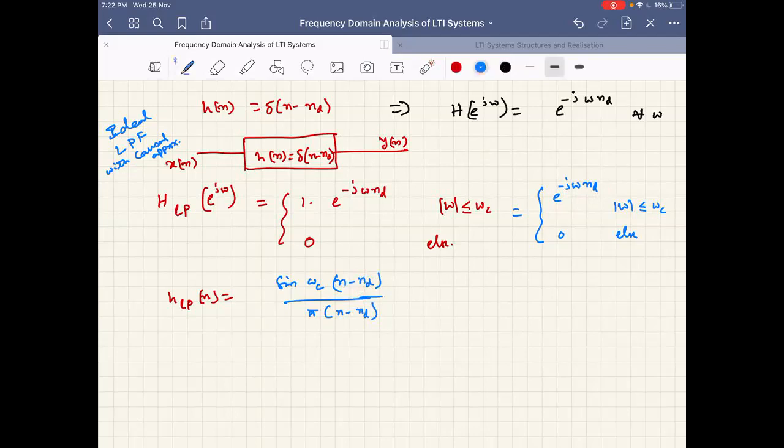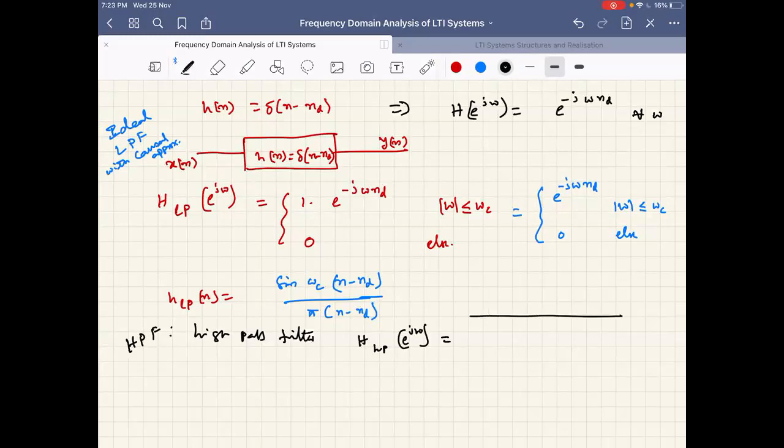Now let us define the high pass filter. What is a high pass filter? The filter that passes the high frequencies is referred to as a high pass filter. If you wish to define it in frequency domain, how do we define it? H high pass, e power j omega. See, it does exactly the opposite operation of the low pass filter.